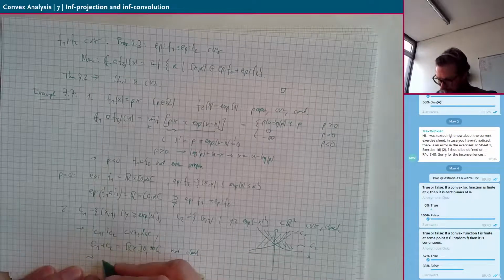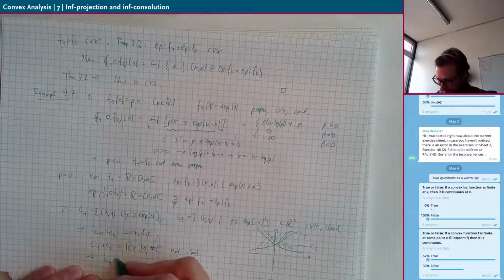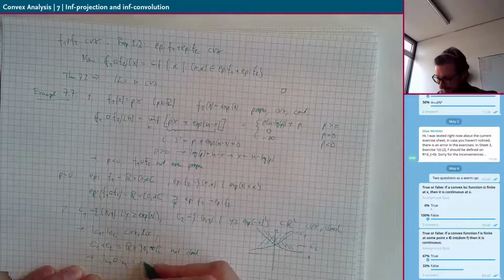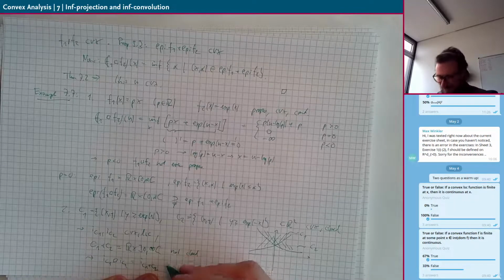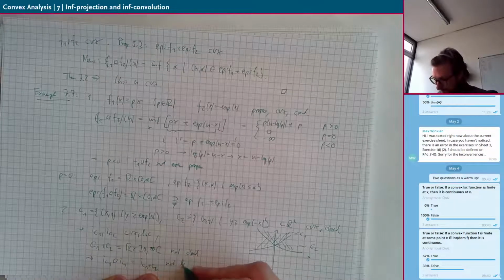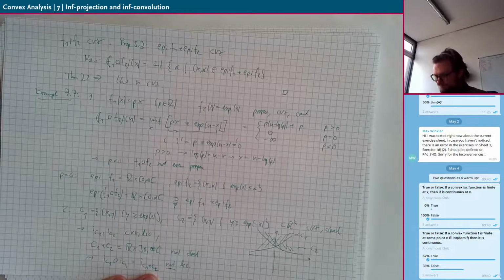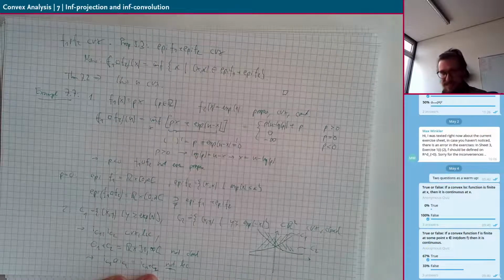And this means that the inf-convolution, which is in this case the indicator function of the Minkowski sum, is not lower semi-continuous. Okay, so that may happen.